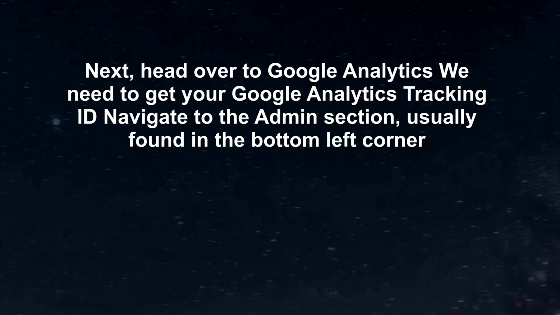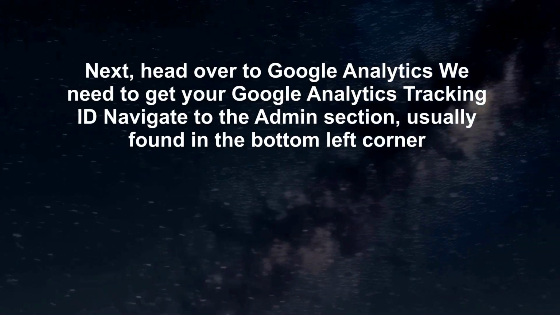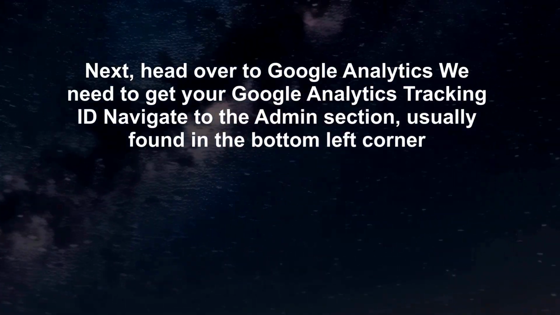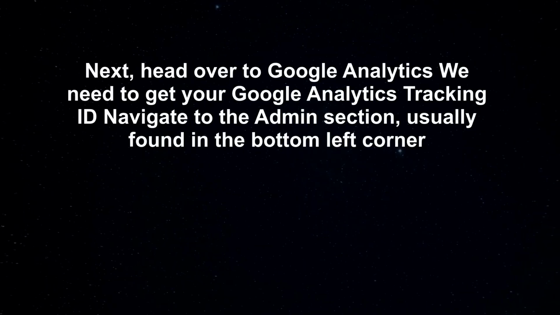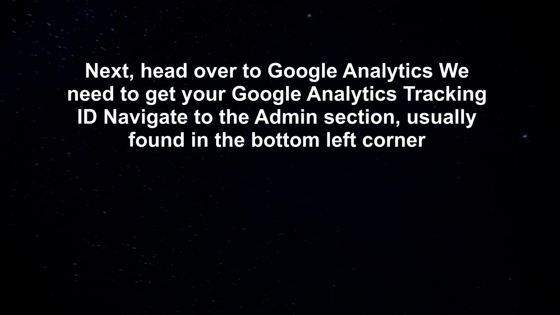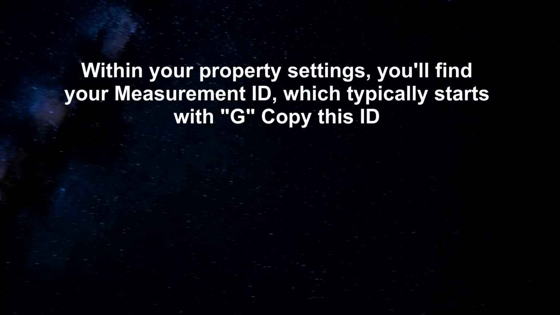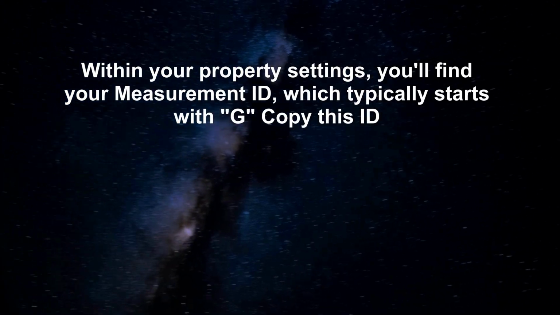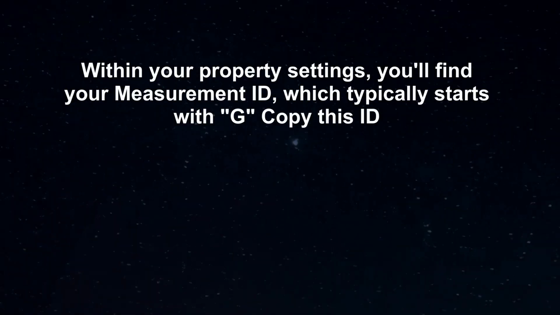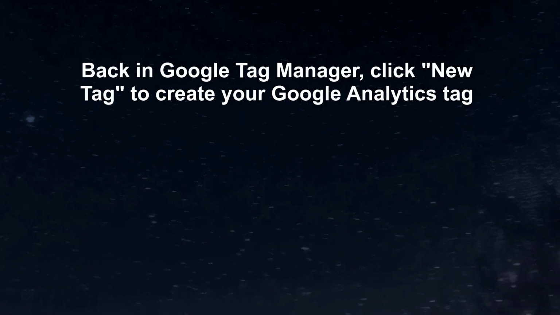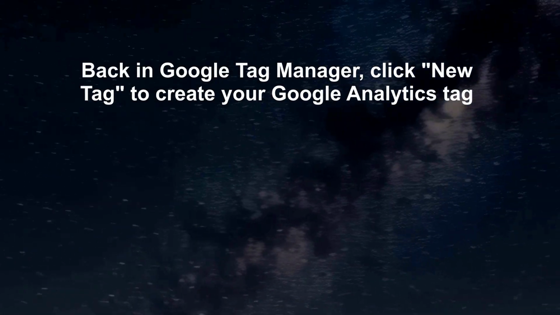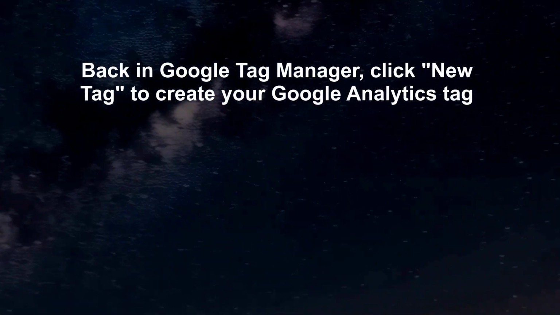Next, head over to Google Analytics. We need to get your Google Analytics tracking ID. Navigate to the admin section, usually found in the bottom left corner. Within your property settings, you'll find your measurement ID, which typically starts with G. Copy this ID. Back in Google Tag Manager, click New Tag to create your Google Analytics tag.